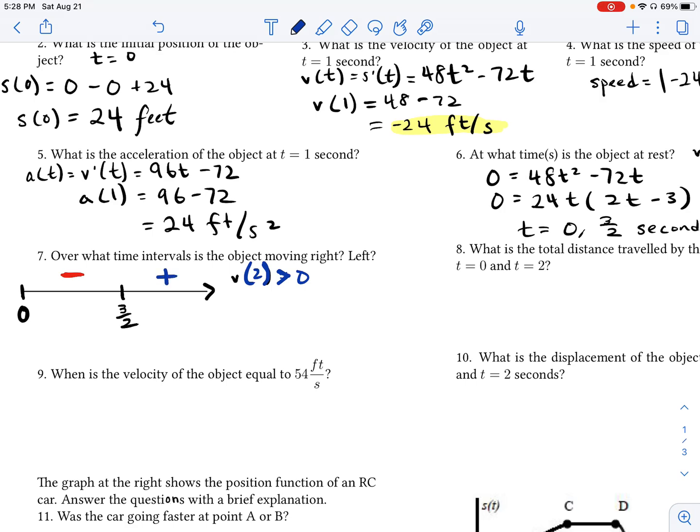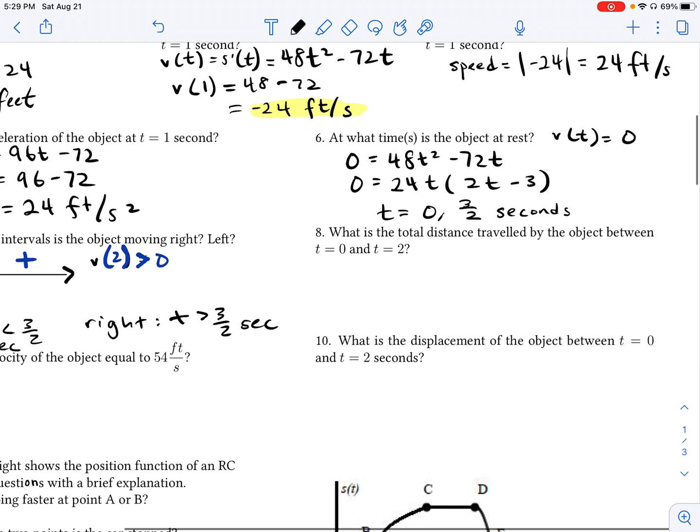So we're seeing that our object is moving to the left when t is between 0 and 3 halves seconds. And it's going to move to the right when t is greater than 1.5 seconds. So we can determine the direction by just looking at the sign of the velocity. Remember, positive, we're moving to the right. Negative, we're moving to the left.